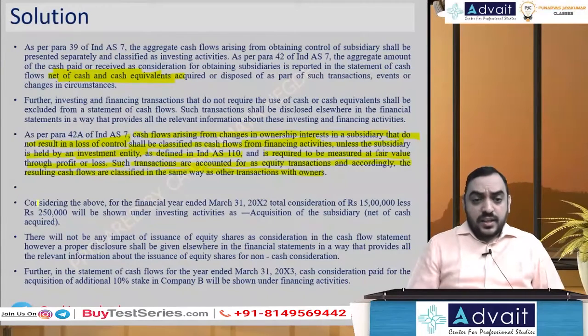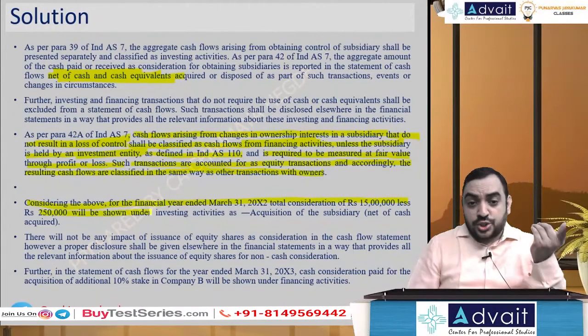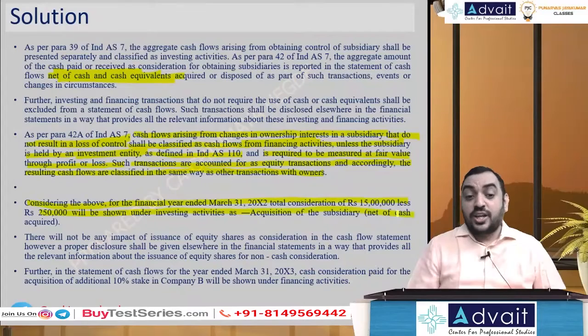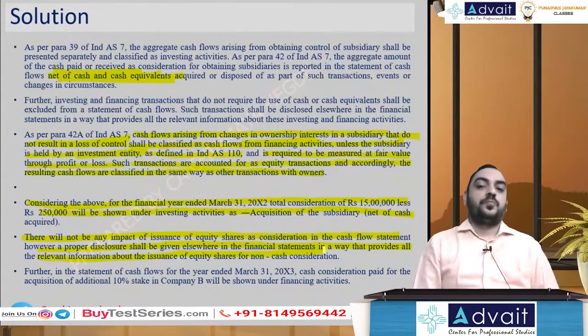Let's read what they're telling. Considering the above financial year, the total consideration of 15 lakh less 2 lakh 50,000 will be shown as an investing activity, acquisition of subsidiary, net of cash. I explained, there will not be any impact of issuance of shares as consideration in the cash flow statement. However, a proper disclosure will be given elsewhere in the financial statements, providing all the relevant information about the issuance of equity shares for non-cash consideration.